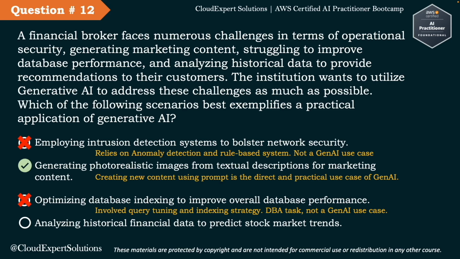Option number 4, analyzing historical financial data to predict stock market trends. Predictive analytics for financial trends uses traditional machine learning or statistical models. This is not the use case for generative AI. Hence, this is also not the correct option. Let's move to question number 13.